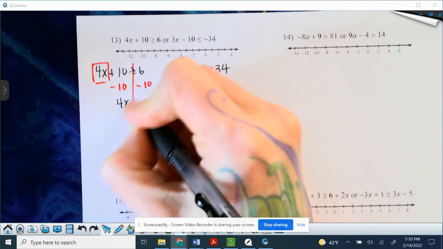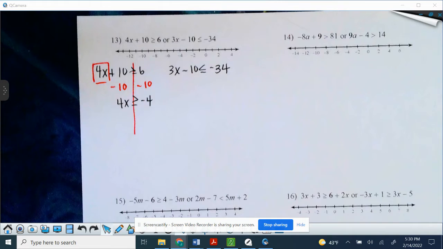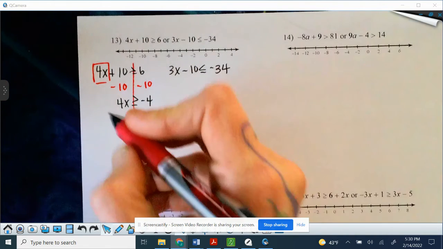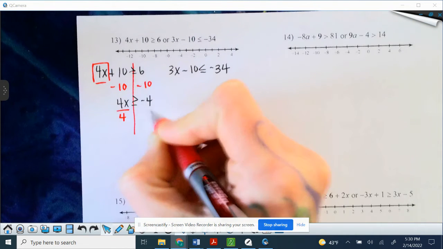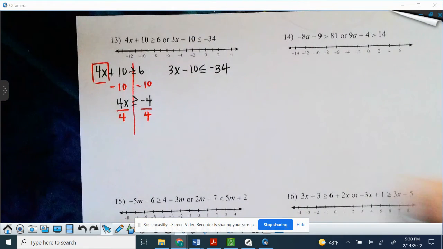4x is greater than or equal to 6 minus 10, which is going to be a negative 4. I need to get the 4 off the x because, again, your goal is always to get x by itself. We're going to divide by 4 because that's 4 times x, and the inverse of multiplication is division. So get rid of those.